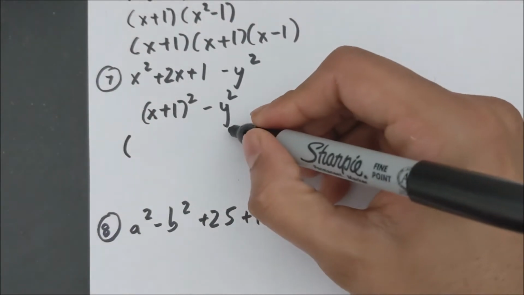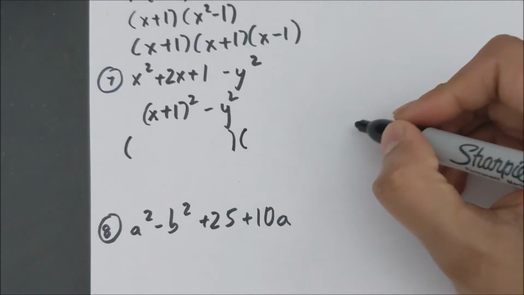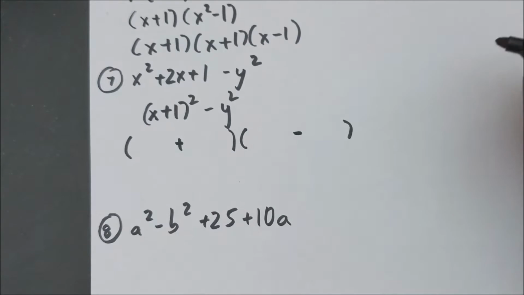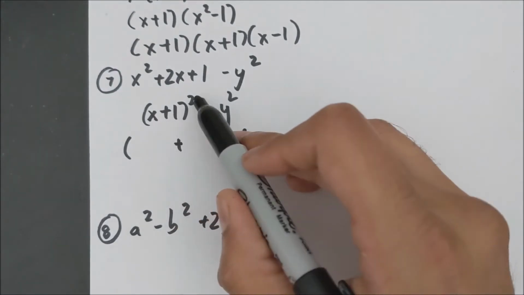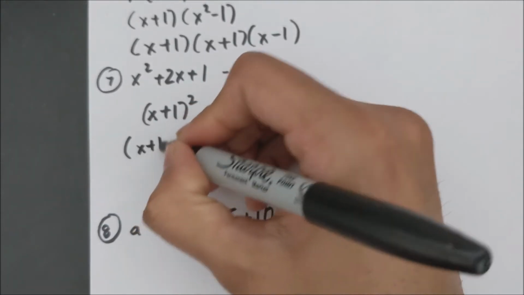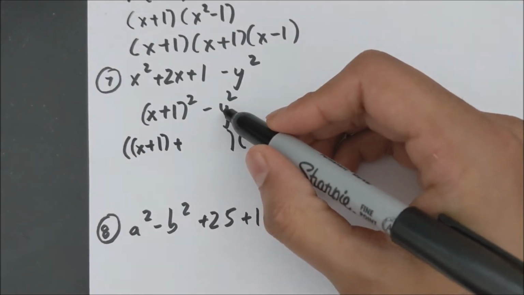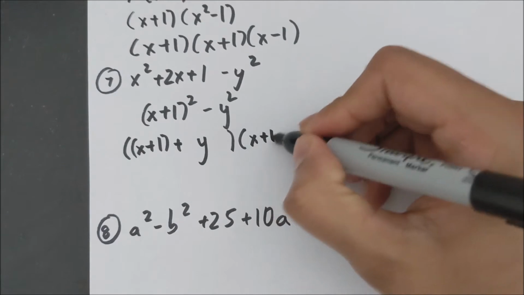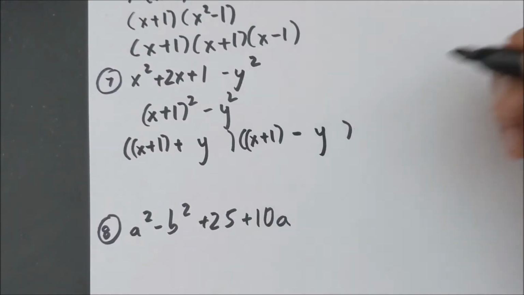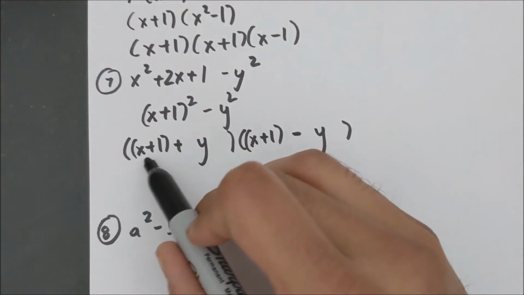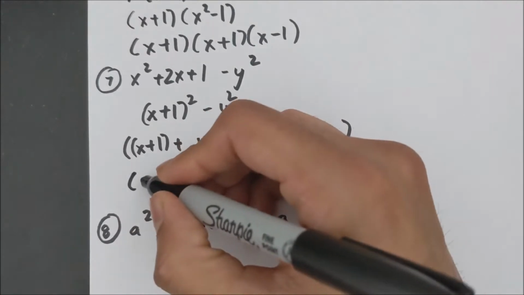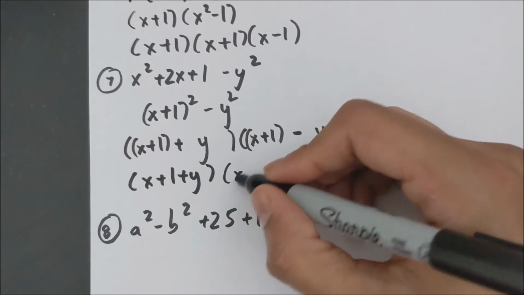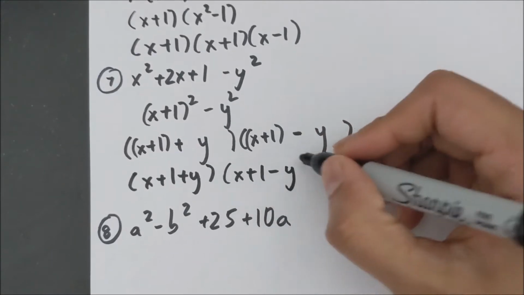So for difference of squares, I'm going to make the brackets extra big for this one. You have opposite signs in the middle of the bracket. The square root of x plus 1 squared is just x plus 1. And the square root of y squared is just y. And here again I have x plus 1 minus y. Then I just have to get rid of the inside brackets. So it's x plus 1 plus y, x plus 1 minus y.